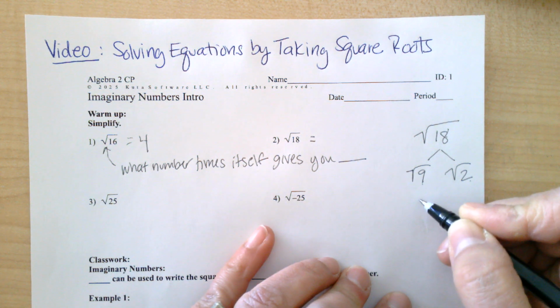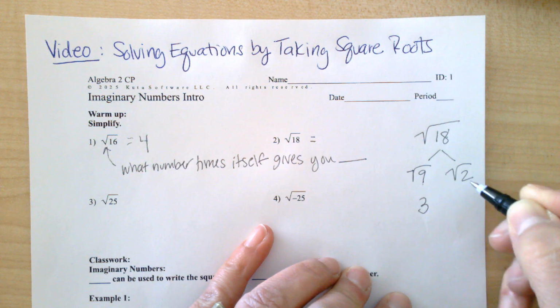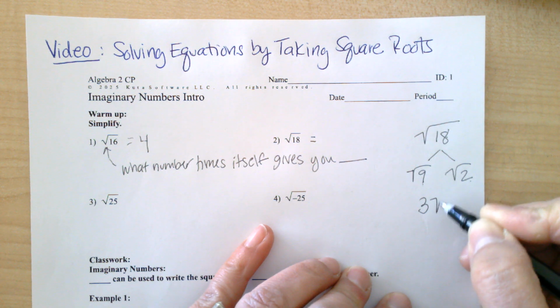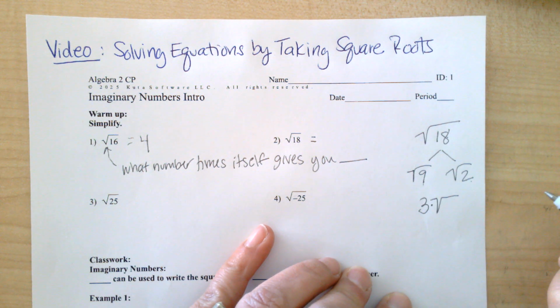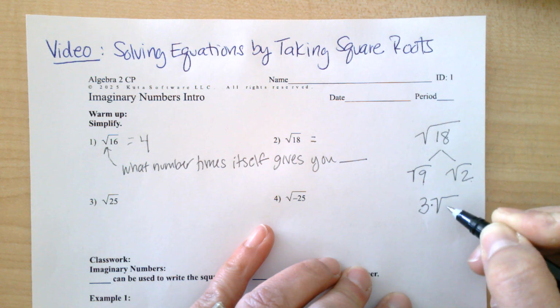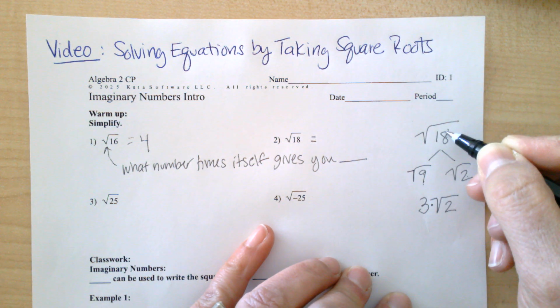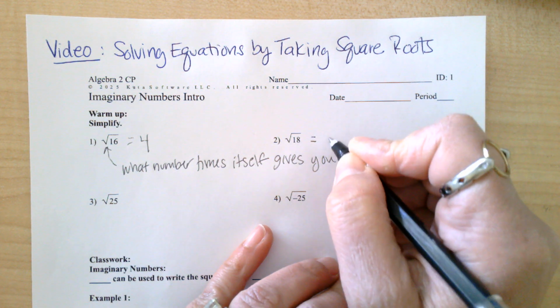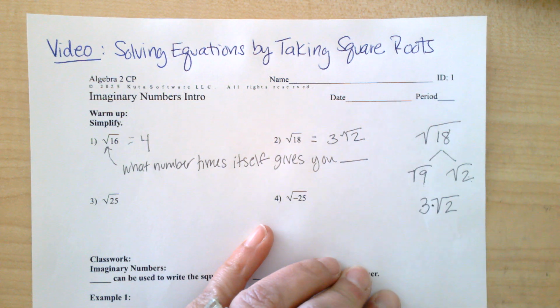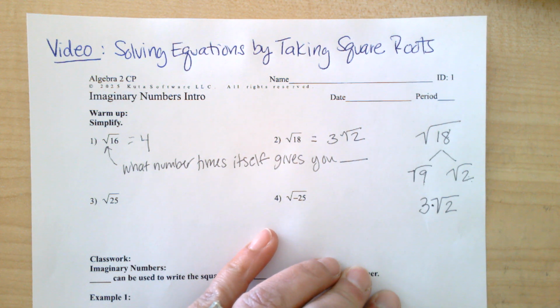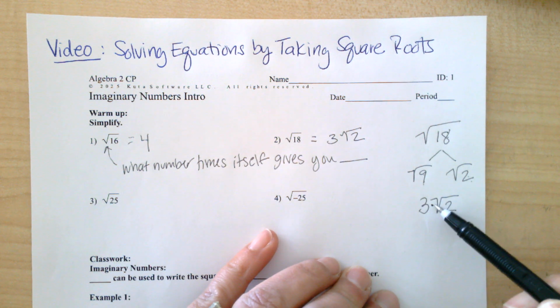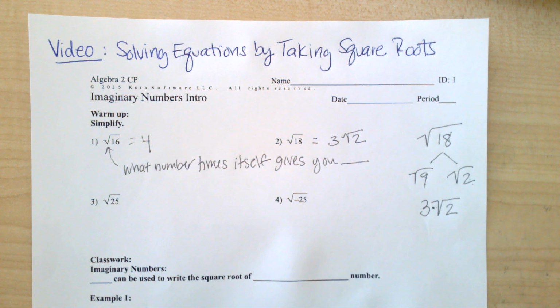What number times itself gives you 9? That number is 3. We cannot take the square root of 2, so we are going to multiply it. We usually don't put that dot there, but I just want to show you that's multiplication, because remember, 9 times 2 is 18, so this is still multiplication. So when we write our answer, we're just going to write 3 times the square root of 2. The dot does disappear.